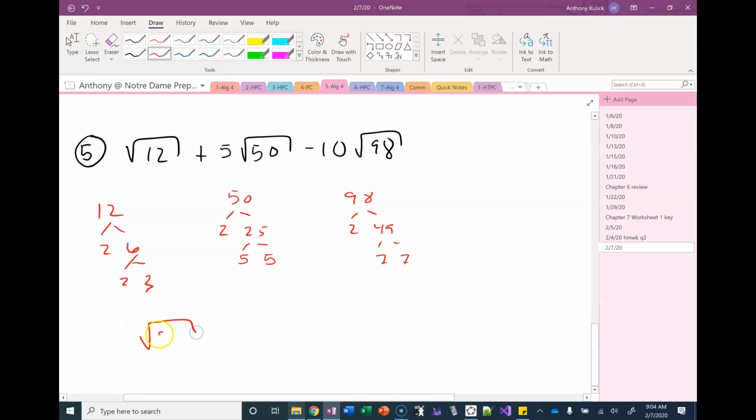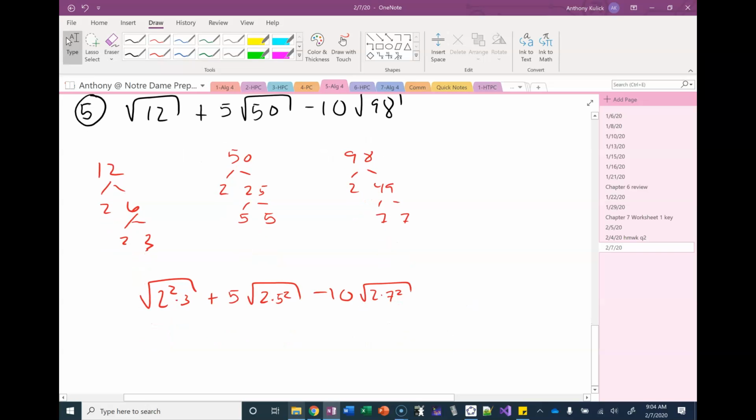So I have the square root of 2 squared times 3 plus 5 times the square root of 2 times 5 squared, minus 10 times the square root of 2 times 7 squared. So now I'll try to simplify my radicals. I notice in the first radical I can exchange out a 2. In the second radical I can exchange out a 5. So 5 times 5 is 25. In the third radical I can exchange out the 7, and 7 times 10 is 70.